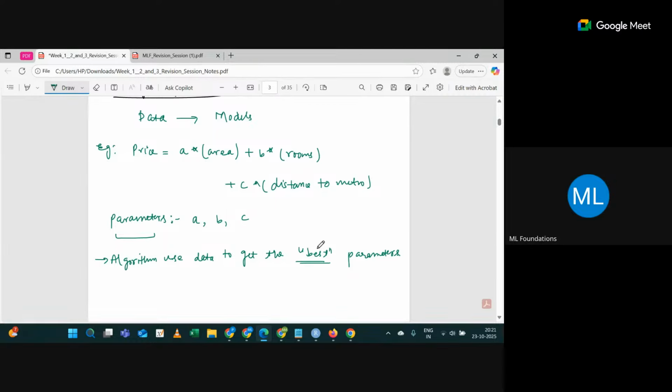Loss is minimum basically means there will be lots of values for A, B and C. It will try to find those values of the parameters A, B and C by using which we can say that for this model the loss is minimum. So what is the loss? I will clarify in a minute.